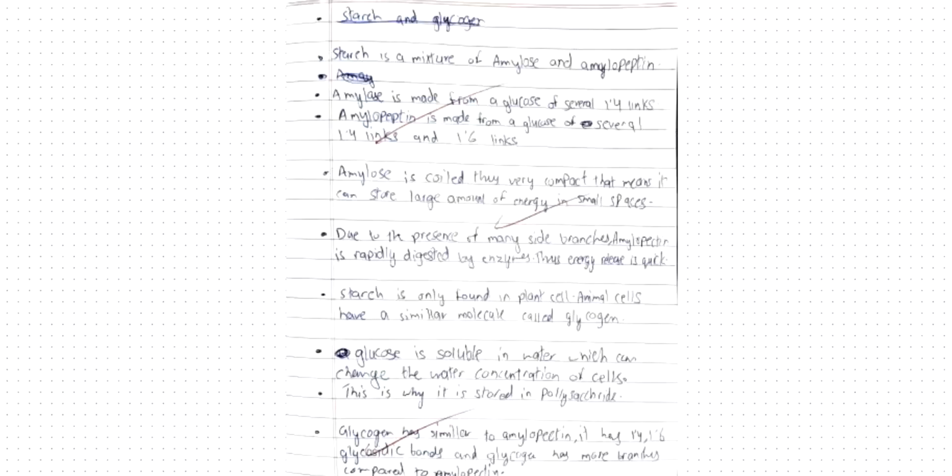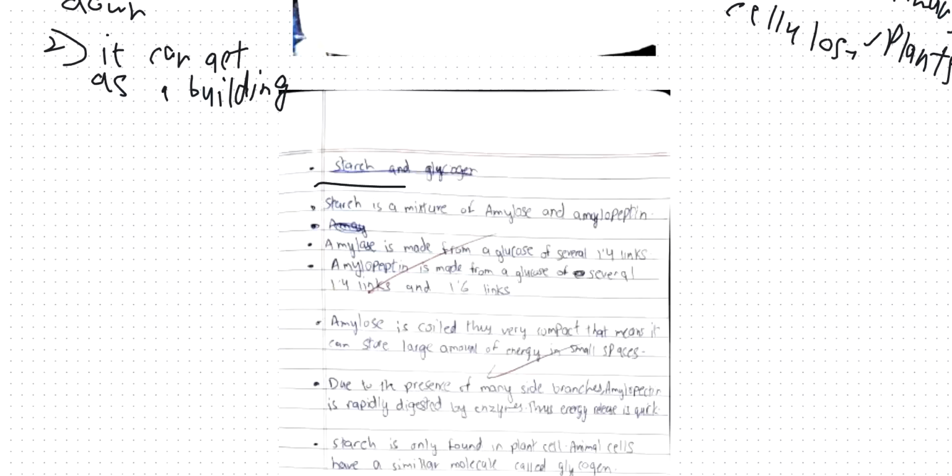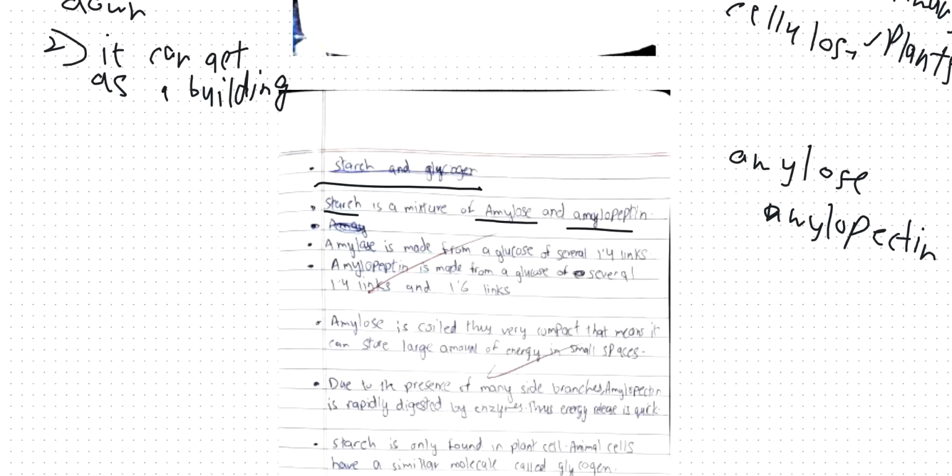So moving on to starch and glycogen. Starch is a mixture of amylose and amylopectin. Amylose and amylopectin, these two are very important. I've seen like 4 or 5 questions from the recent years. So remember, starch is made up of these two things, amylose and amylopectin.